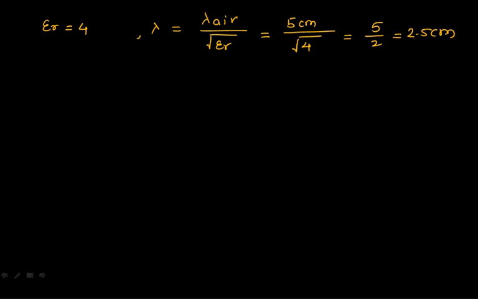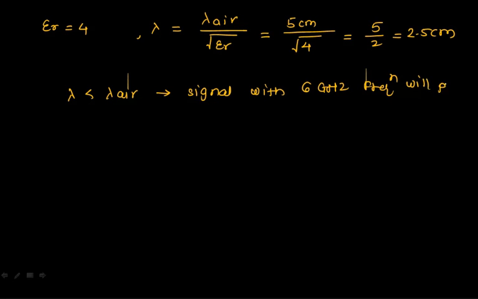Now the signal with a 6 gigahertz frequency will pass through the dielectric loaded waveguide. So I can say this lambda is smaller than lambda air. So the signal with 6 gigahertz frequency will pass. So this is what happens when you are using a dielectric other than air.